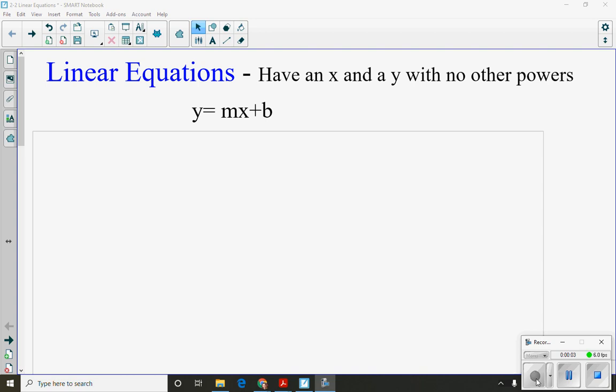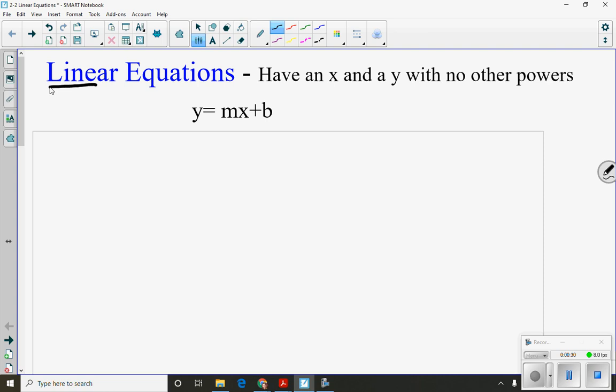Hello. Today we are going to be talking about linear equations. Linear equations are basically equations that form a line. So linear equations make a line. Now what's important about it is how do I recognize if it's a linear equation? Basically you're going to notice one thing. The x and the y will not have any other powers associated with it.